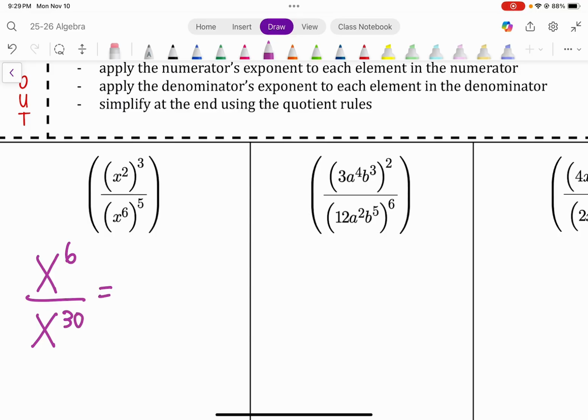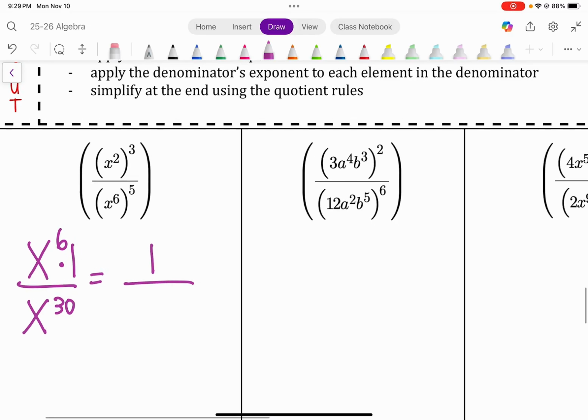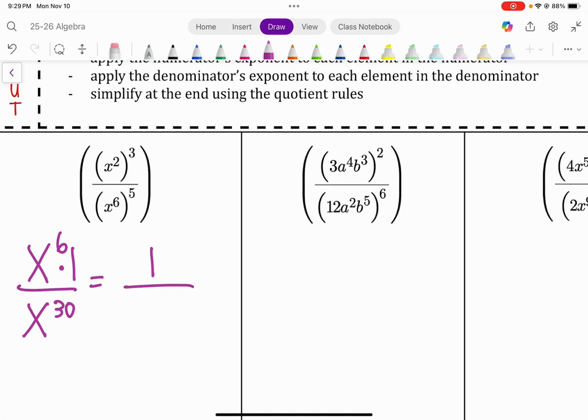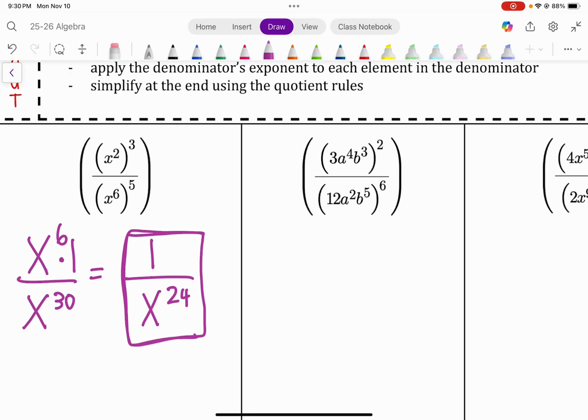You could have seen this in pre-algebra. So we have this 1 as a multiplier. So I'm going to leave 1 in the numerator. And then if we canceled 6 over 30 x's, I would have 24 left. So on this first one, my answer is 1 over x to the 24.